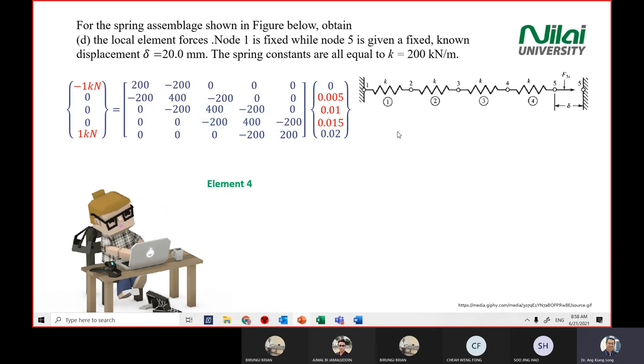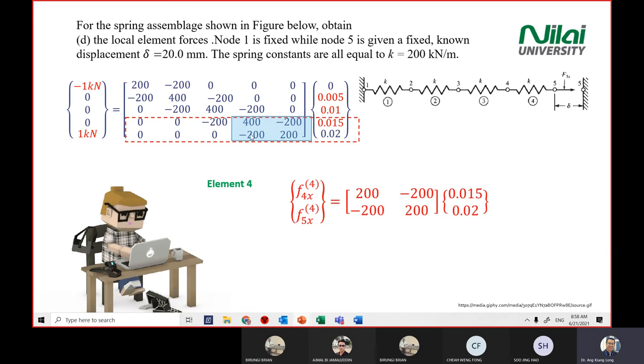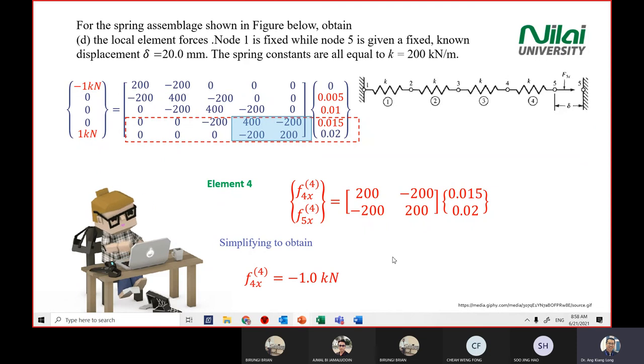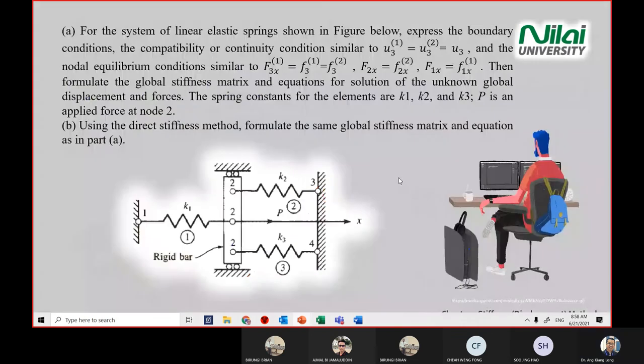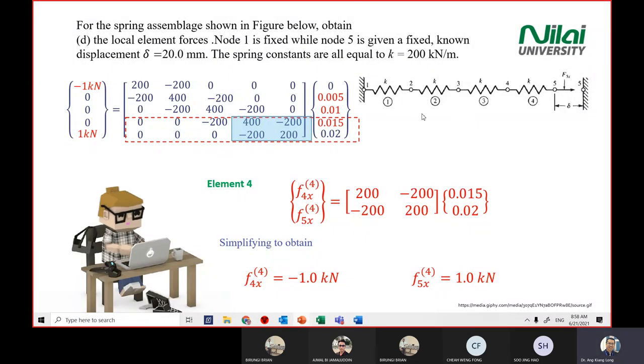You do the same for element 4. Focus on this area. You copy. Then F4x4, F5x4, stiffness matrix, displacement. Solve for F4x and F5x. One gets negative, one gets positive. So this is how you solve this tutorial question. And you should know how to draw the arrows if the question asks you to draft the free body diagram. I think we spent about 50 minutes to solve this tutorial question.